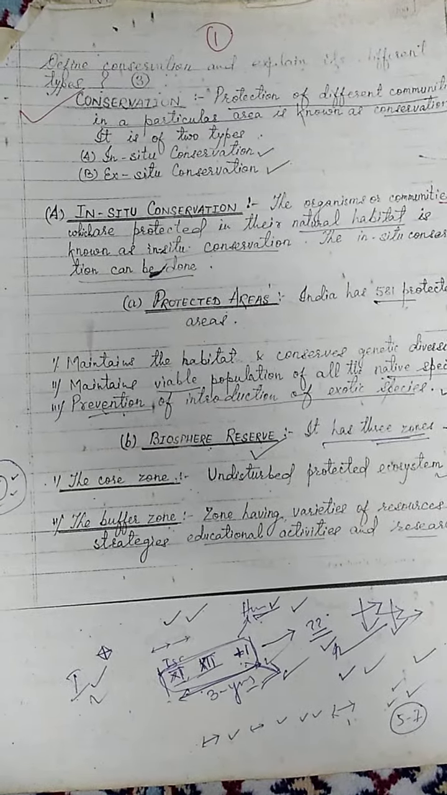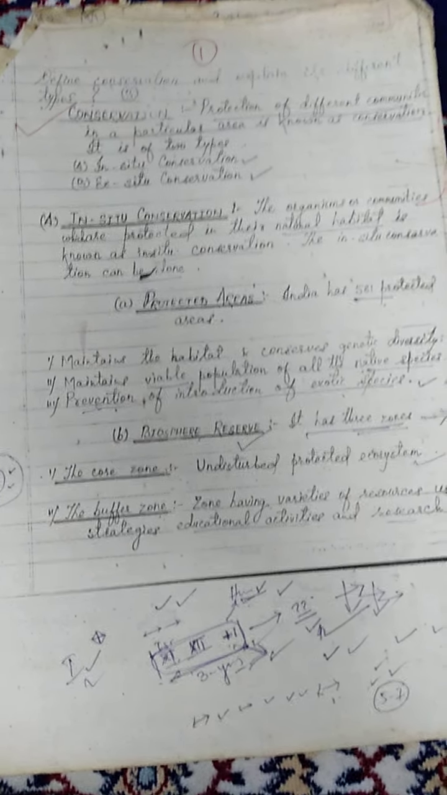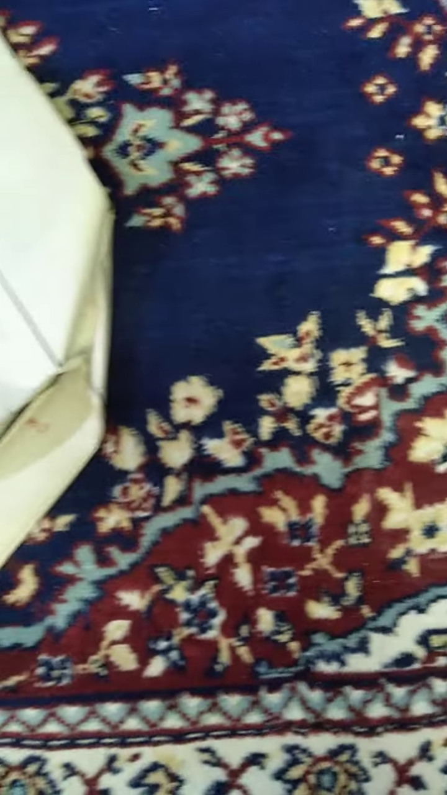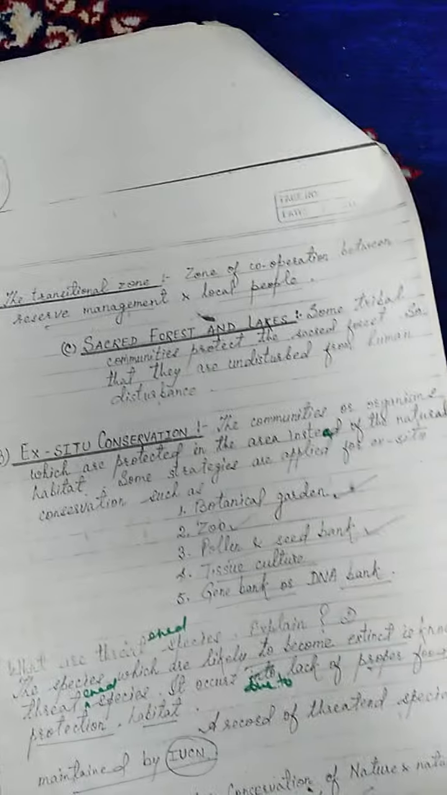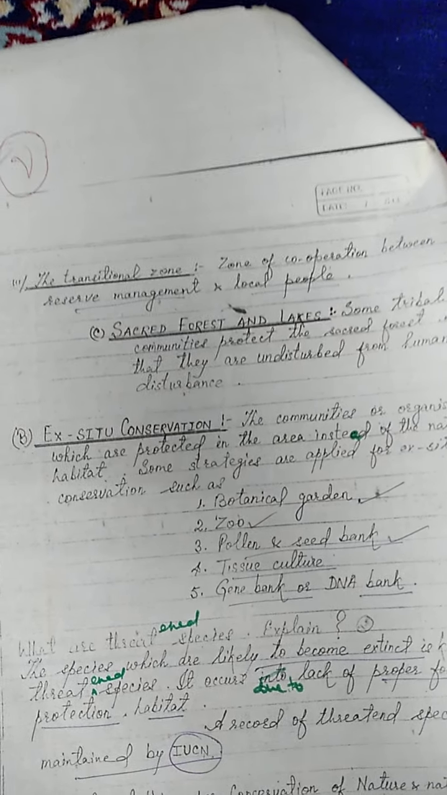There are a few categories through which the animals or organisms can be protected. The first is the protected area, the second is the biosphere reserve, which is divided into three groups, and the third one is the sacred forest and lakes.